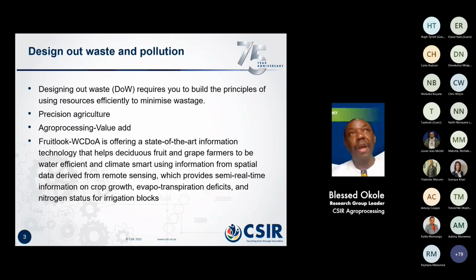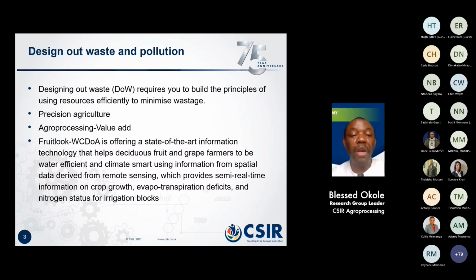We also have agroprocessing, where instead of wasting your food, you convert it into a value-added product to produce nutritious foods again. There are many examples in this area, especially in the orange flesh sweet potato area, which we are working on. Instead of throwing it away, we use it to produce purees and different food products.